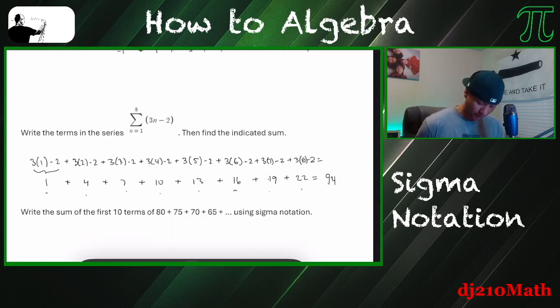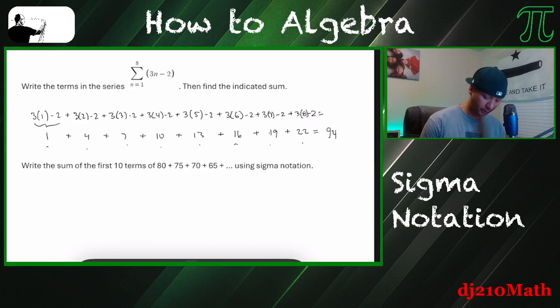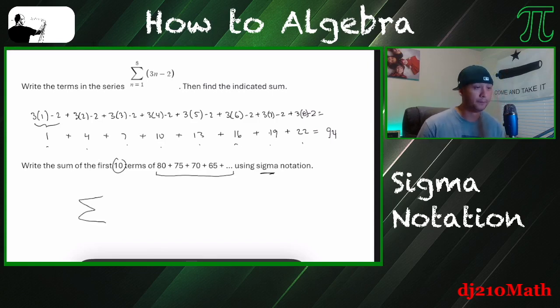Okay, so here we want to write the sum. This is kind of going in reverse, right? So here we have a series and we want the first 10, but we want to use sigma notation. So let's see if we can figure this out. So sigma, and I want the first 10. So let's see if we can figure out what the pattern is.